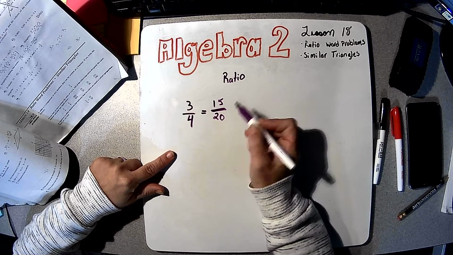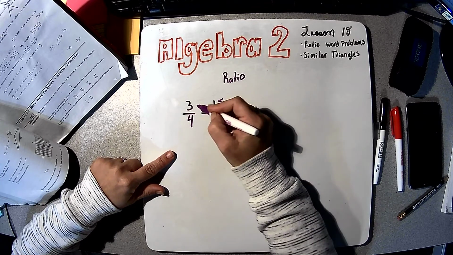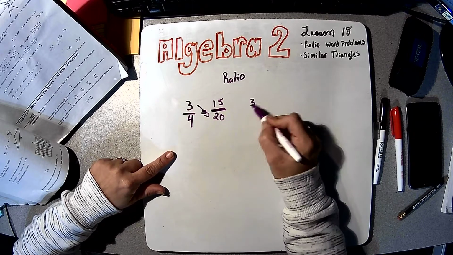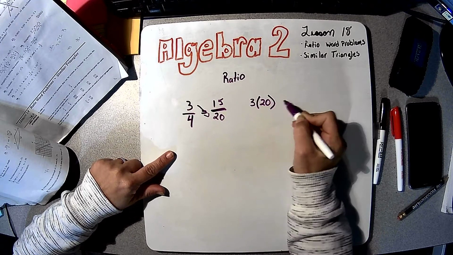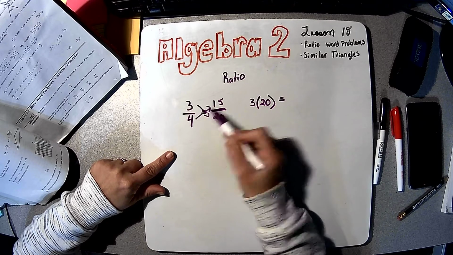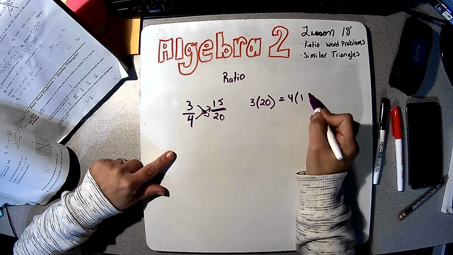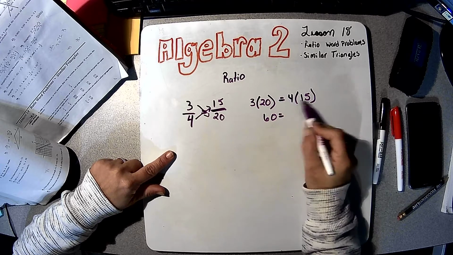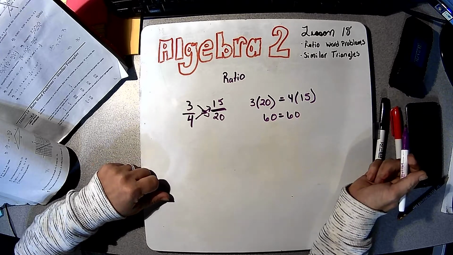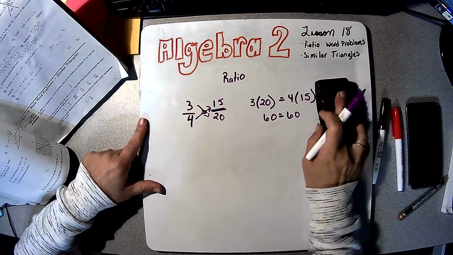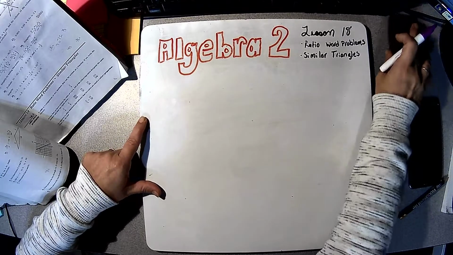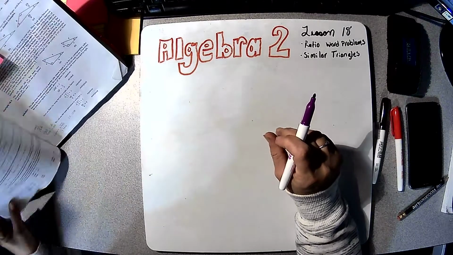So these are proportional. And to solve these, we can cross multiply, so we can prove that this is true by multiplying 3 times 20, which should be equal to 4 times 15. And if we multiply this out, we would see that that's 60, and 4 times 15 is 60. So we can cross multiply to solve missing parts of ratios. And you guys have probably done that before. So these are ratio word problems.